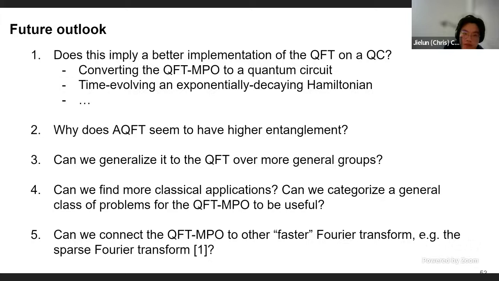And for analog quantum computers, we can also try to see if we can time evolve an exponentially decaying Hamiltonian for a constant time to construct the QFT operator.